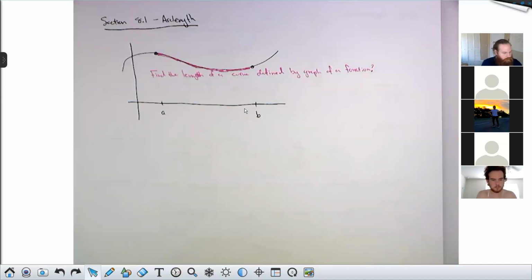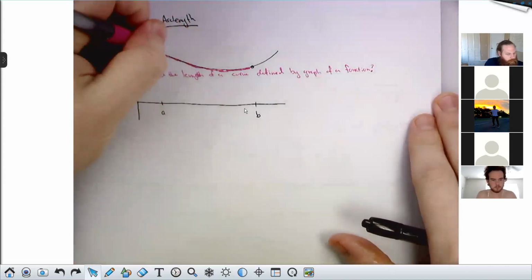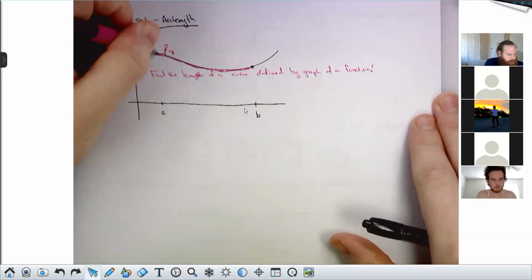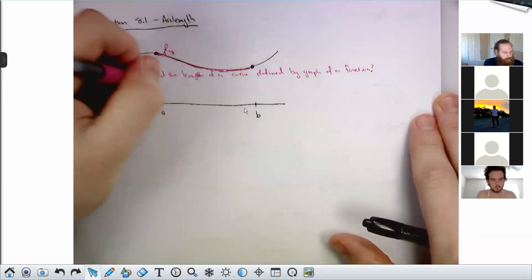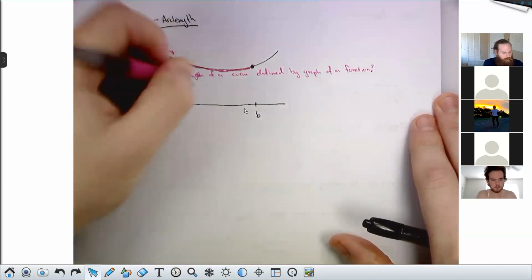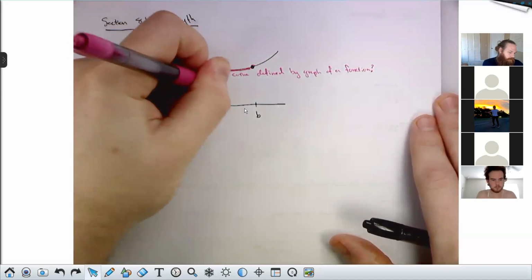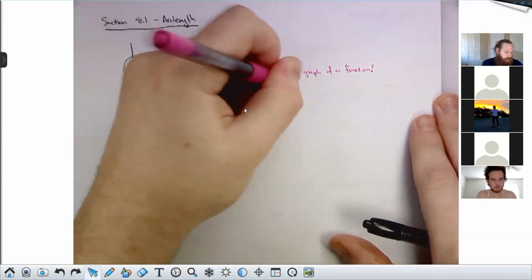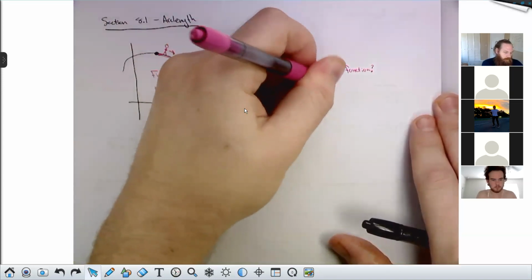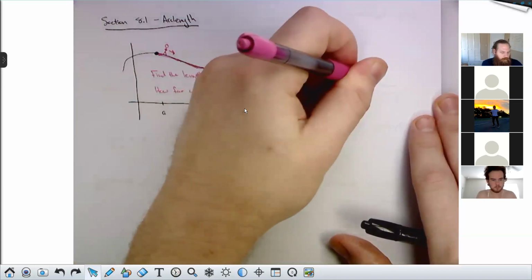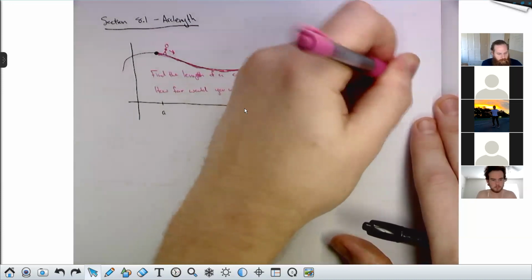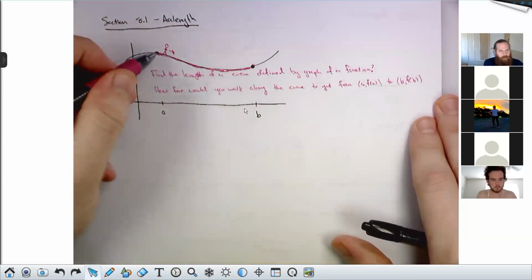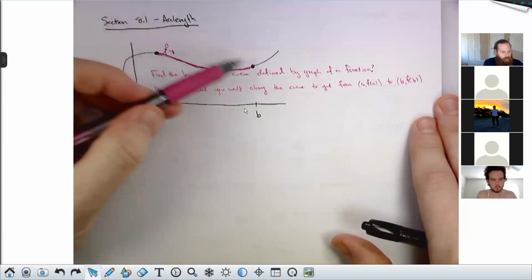Another way of thinking about this is if I was a little dude walking along this graph, how far would I have to walk to get from the point over here, which is a comma f of a, to the point over here? Remember, since this graph is y equals f of x, the y value up here is f of a, and the y value here is f of b.